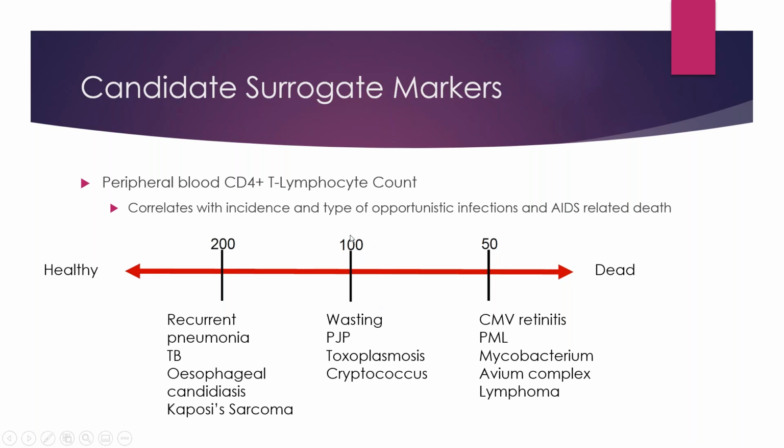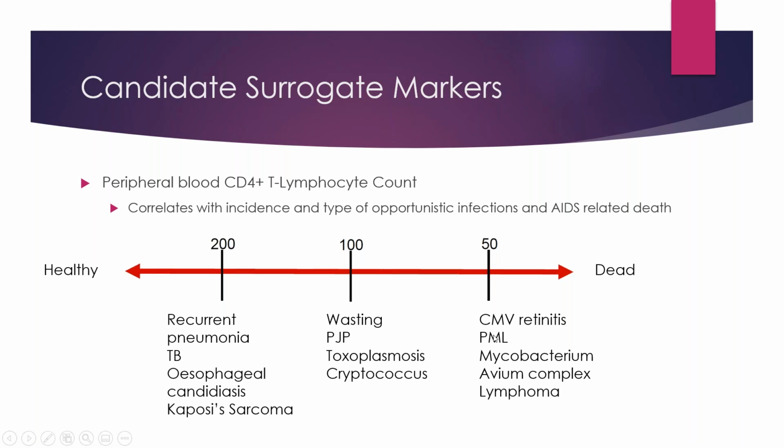When the lymphocyte count dropped to 100, patients obviously often were showing evidence of wasting, that is, they were losing weight and losing muscle mass. They had a very high risk of acquiring pneumocystis carinii pneumonia, now renamed pneumocystis jirovecii. They may acquire toxoplasmosis from the household cat, or cryptococcus, which is a common contaminant of drinking water, may cause diarrheal disease or indeed septicemia in these individuals.